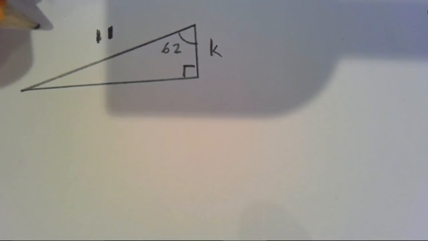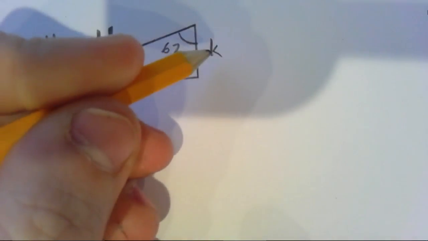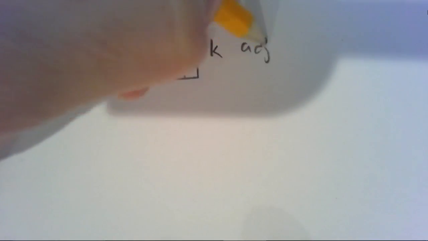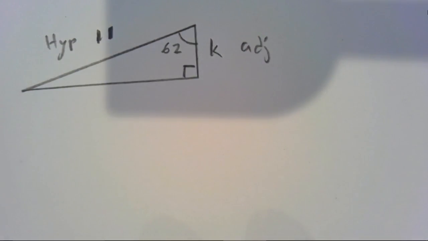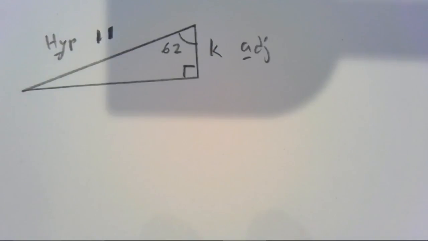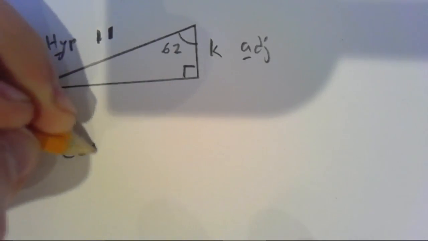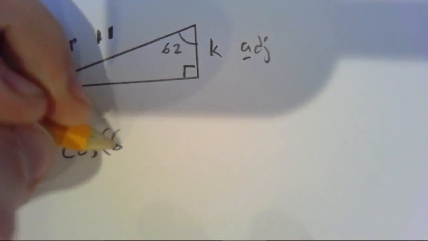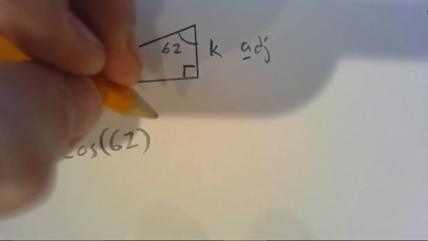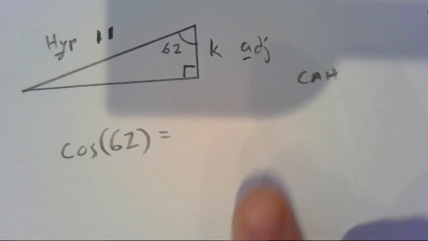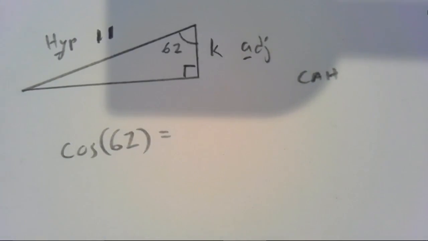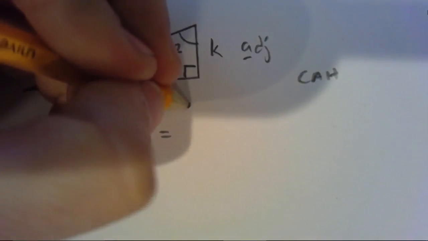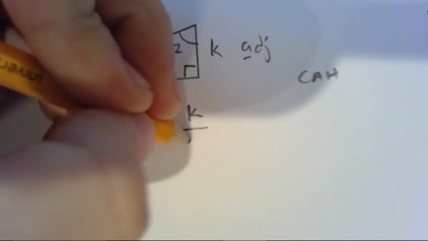Here is my hypotenuse. This is adjacent to my angle. Adjacent. So I will use SOH CAH TOA, and CAH uses A and H, so I'll use the cosine. This is cosine of 62 is equal to CAH, C-A-H, adjacent over hypotenuse. So this will be K over 11.